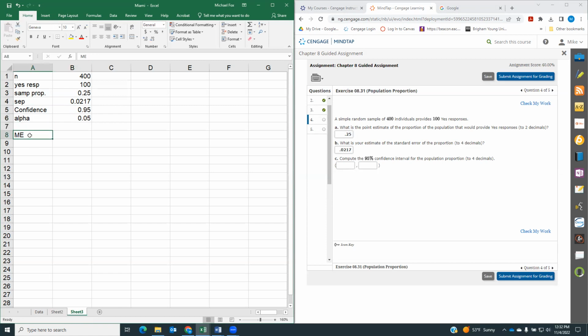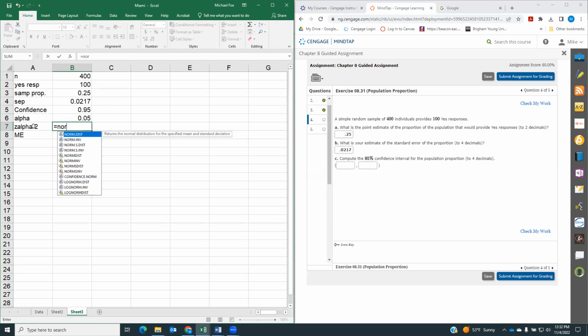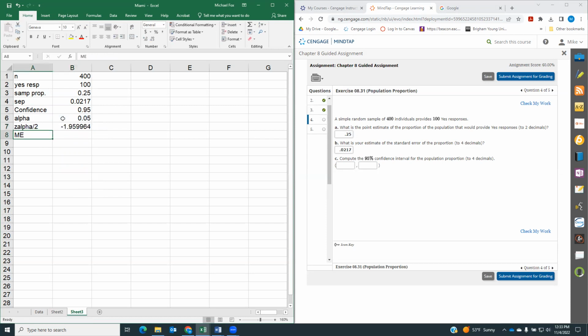So now we can find the z-score of alpha divided by 2. Z alpha divided by 2. So I just need to come in here and type equals NORM.S.INV. And then for my probability, I'm going to do the alpha divided by 2. But again, this is going to return me a negative number, and I need the positive version of it. So I'm going to do ABS for absolute value. And now I have the absolute value of the z-score of alpha divided by 2. So my margin of error will be my standard error of the proportion times the z-score of alpha divided by 2.